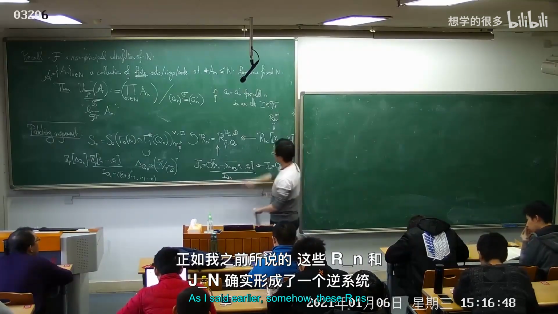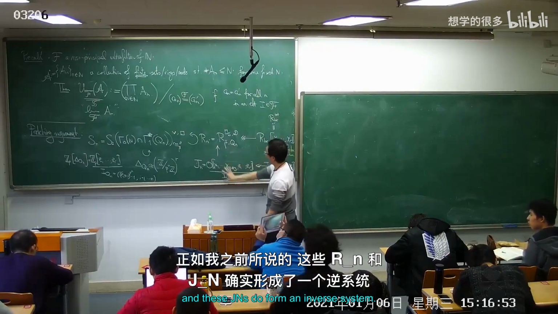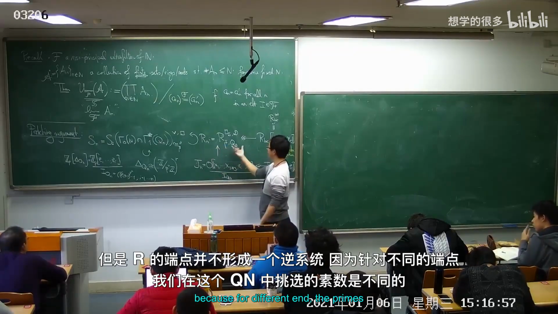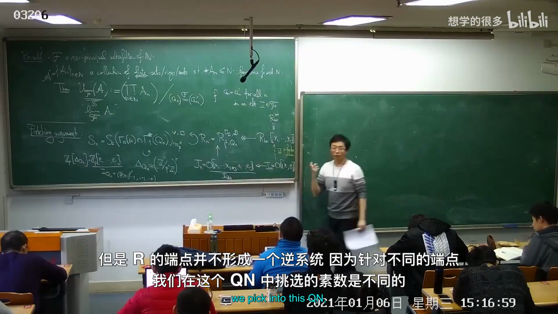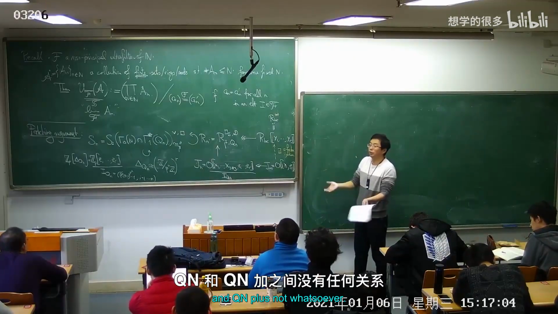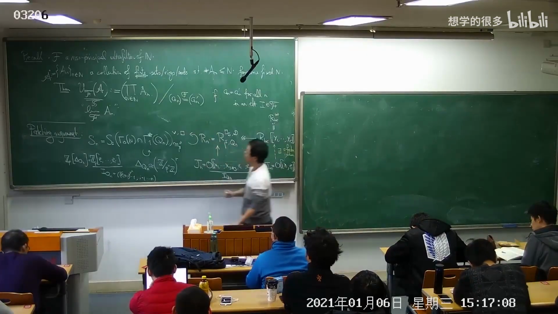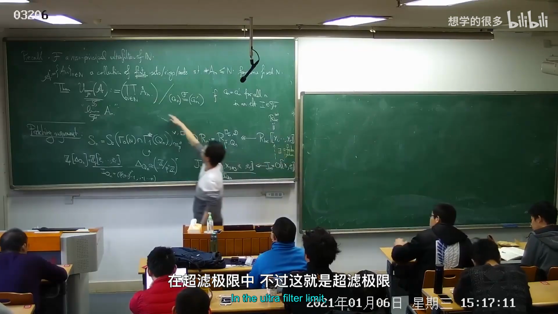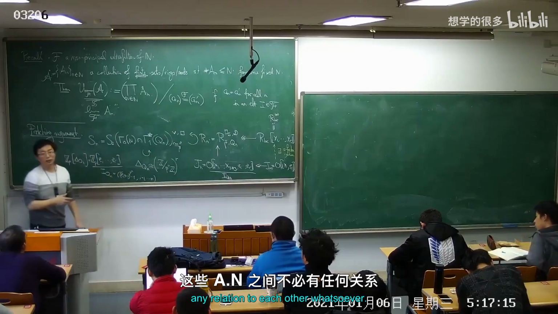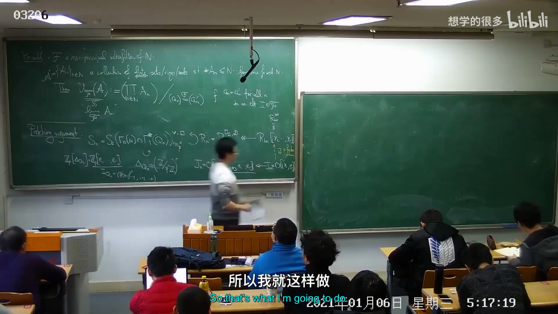As I said earlier, these Rn's and these Jn's do form an inverse system, but the Rn's do not form an inverse system, because for different n, the primes we pick into this Qn are different primes. There's no relation between Qn and Qn plus 1 whatsoever. But we can use this sort of ultrafilter limit. In this ultrafilter limit, these An's don't have to have any relation to each other whatsoever. I just take a limit. So that's what I'm going to do.